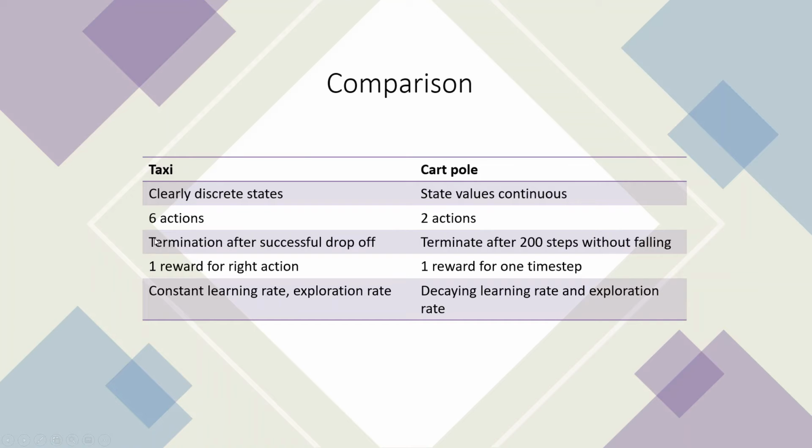In the taxi problem, it has a constant learning rate and exploration rate, but in cart pole there is a decaying learning rate and a decaying exploration rate. So those are the main differences.